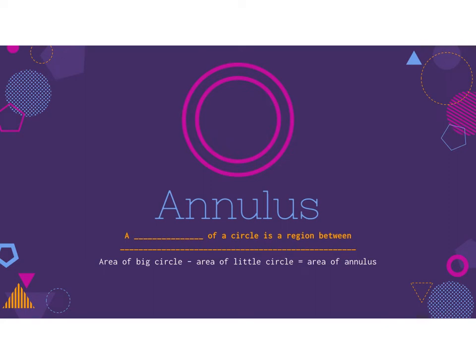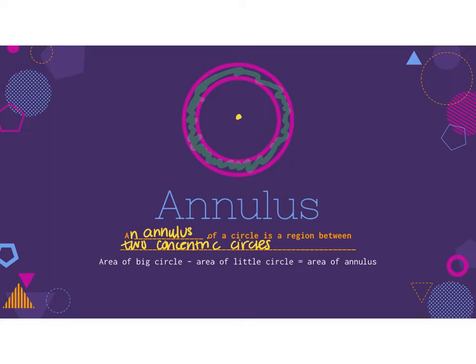So let's start with the definition of an annulus. An annulus of a circle is a region between two concentric circles. So concentric circles are these circles here. They have the same center. The annulus is this region here. You can think of it kind of like the donut of a circle.